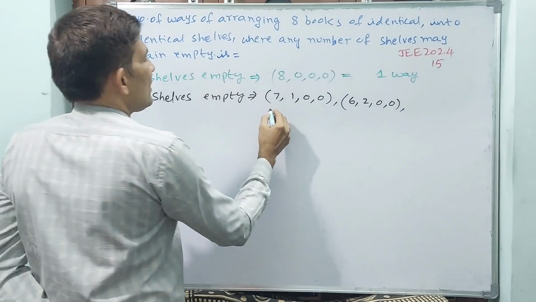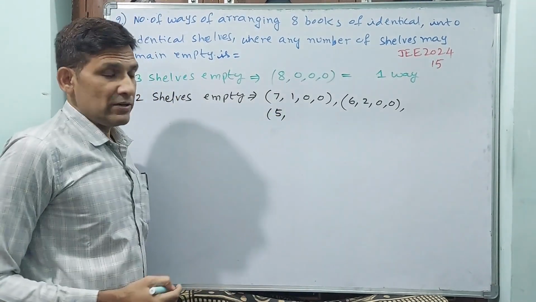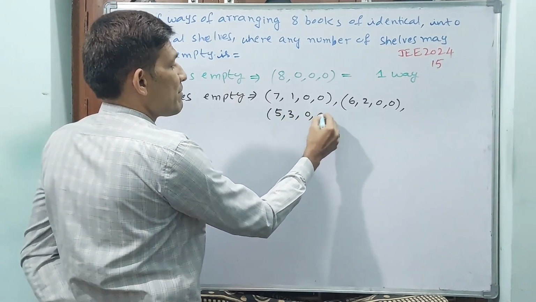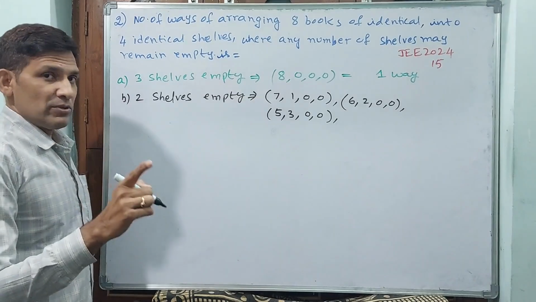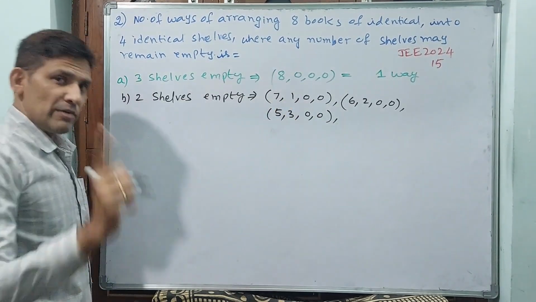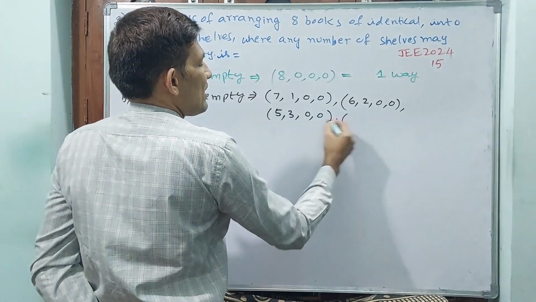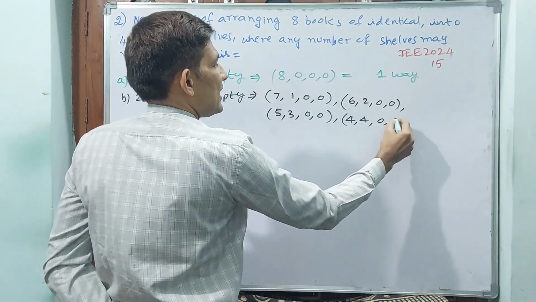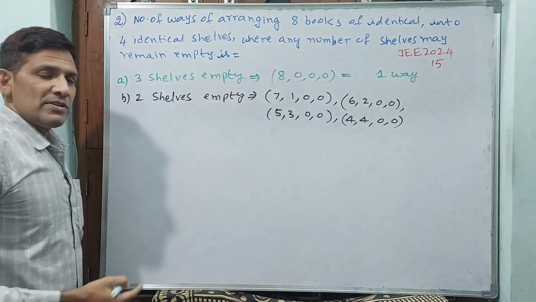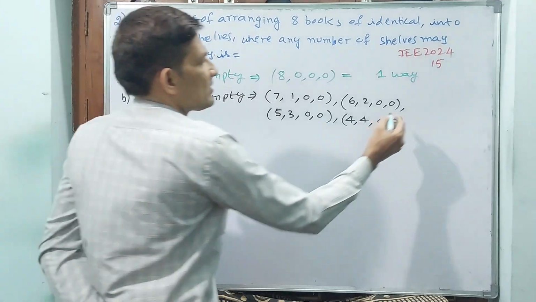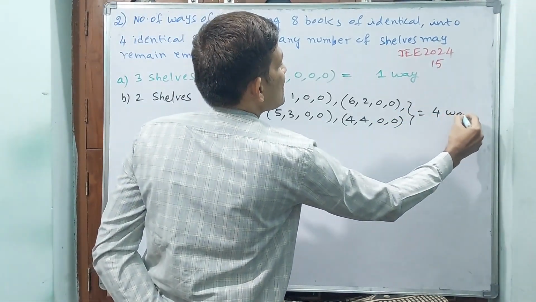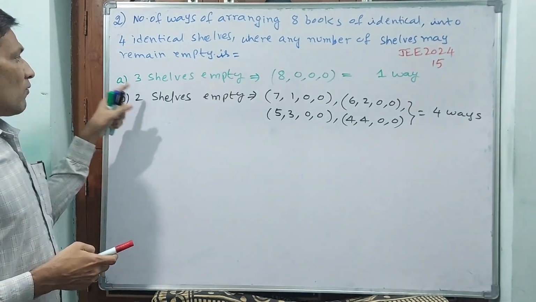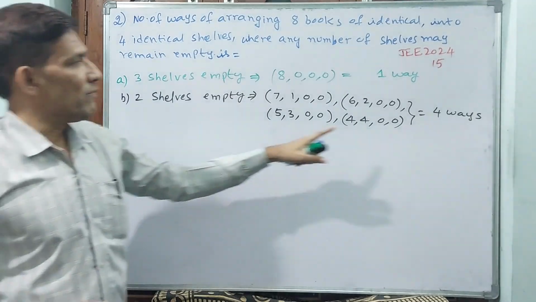Go over. Can I make 5? Yes, we can make 5. Because if you make 5, automatically what will happen? You have to take 3. Why? Because the remaining 2 shelves we have to keep empty only. Because 2 shelves empty means 2 zeros should come definitely. 5 3. Then shall I make 4? Yes. 4 means 4 only. That's all. Except these 4 ways, can you make any case? No, we cannot make. That means now you write here 4 ways. 3 shelves empty, 1 way. 2 shelves empty, 4 ways you can make.